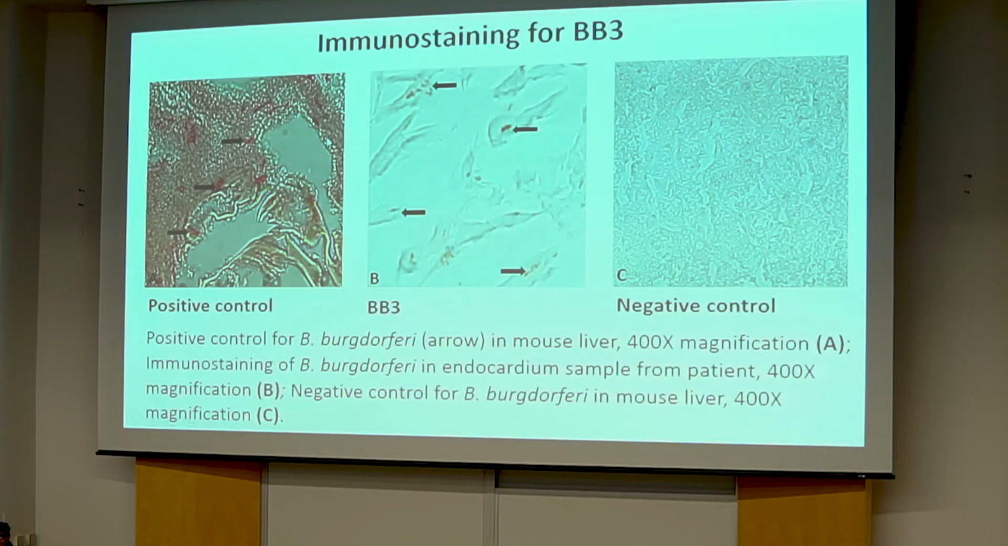In the immunostaining of BB3, we used the same paraffin-embedded tissue sample. For BB3, we found different forms of Borrelia. You can see this is a brown body persister, and also a spirochetal form. On the left, the positive control, we found the same thing, spirochetal forms and also persisters or brown bodies. And as usual, on the right, there is no staining.